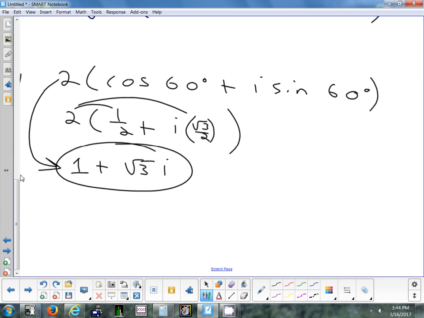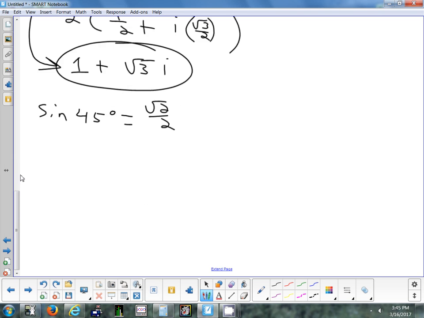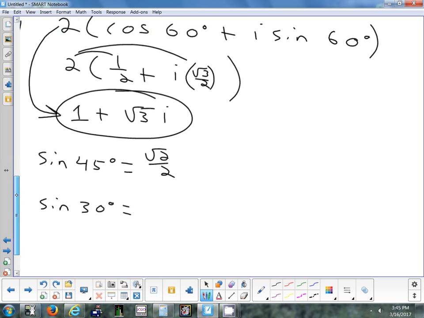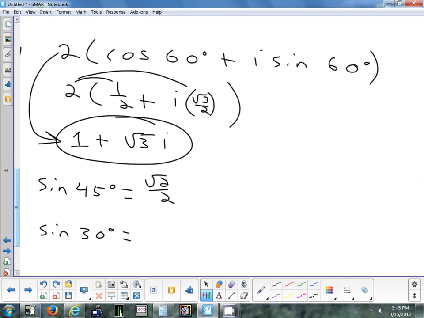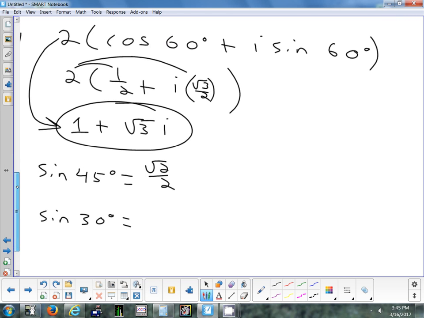What are the other decimals we should know? You should know this one. What's the sine of 45? Yep, that one's root 2 over 2. What about the sine of 30? Square root of 3 over 2? No, that's 60. No, but that was cosine.